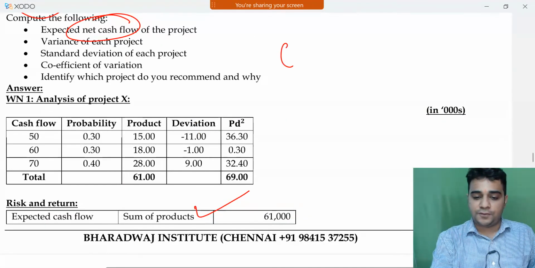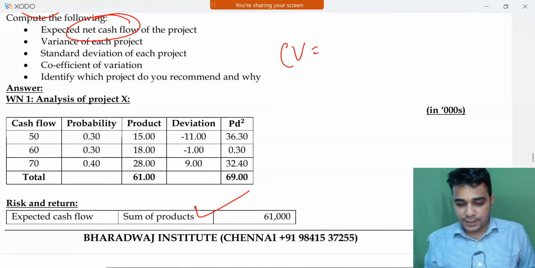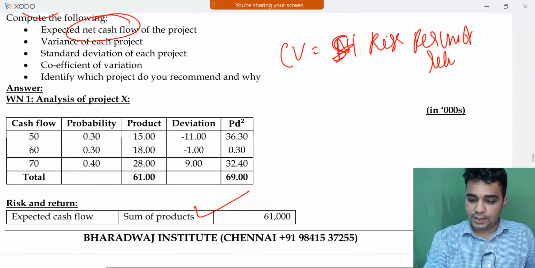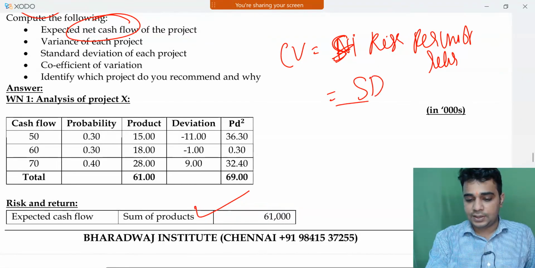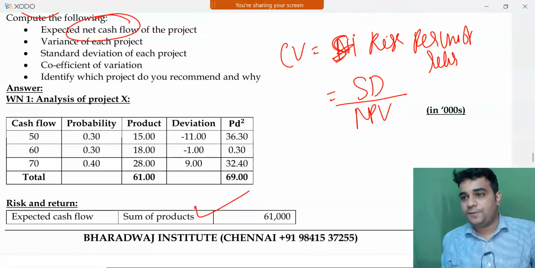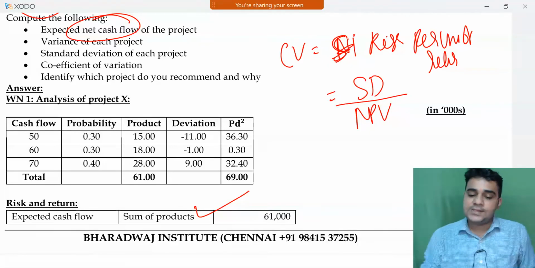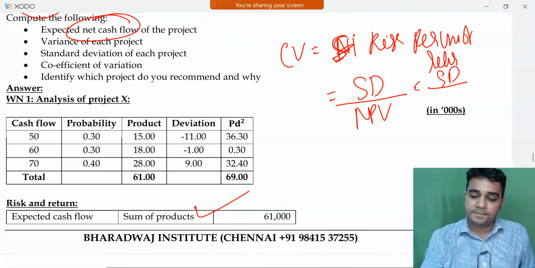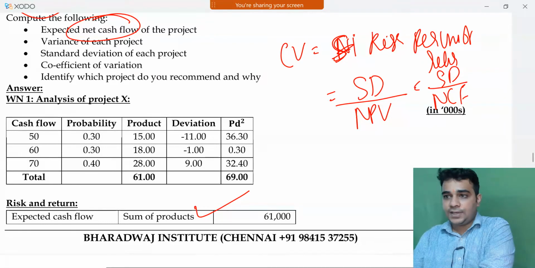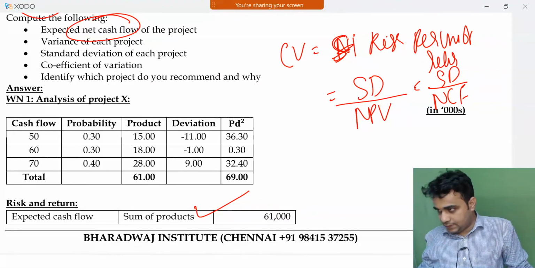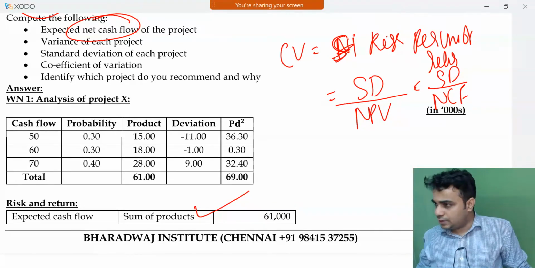Now listen, the coefficient of variation formula is risk per unit of return. Risk is measured through standard deviation, return is measured through NPV. The coefficient of variation formula is standard deviation by NPV. In this question, it is standard deviation by NCF, standard deviation by net cash flow. I have done only project X, I have not done project Y. The previous question also read only one project.